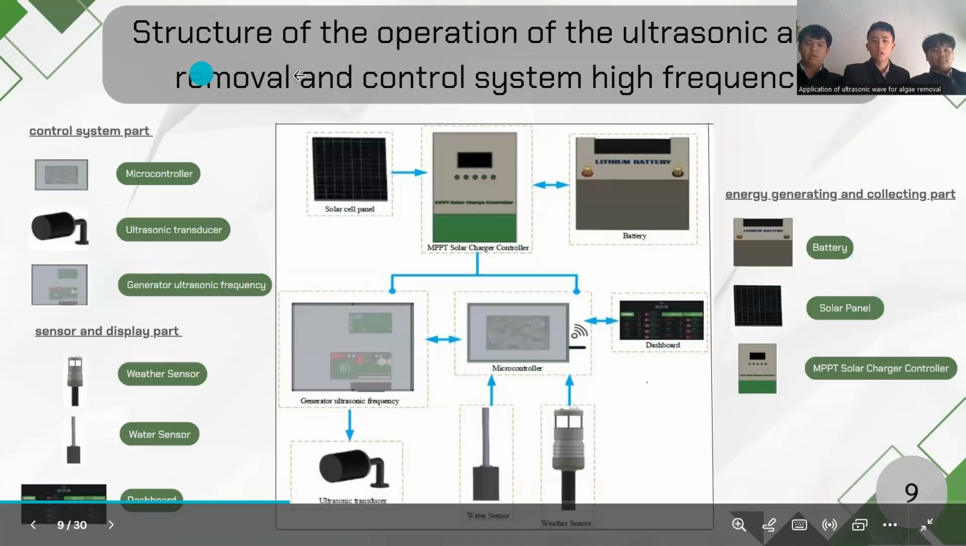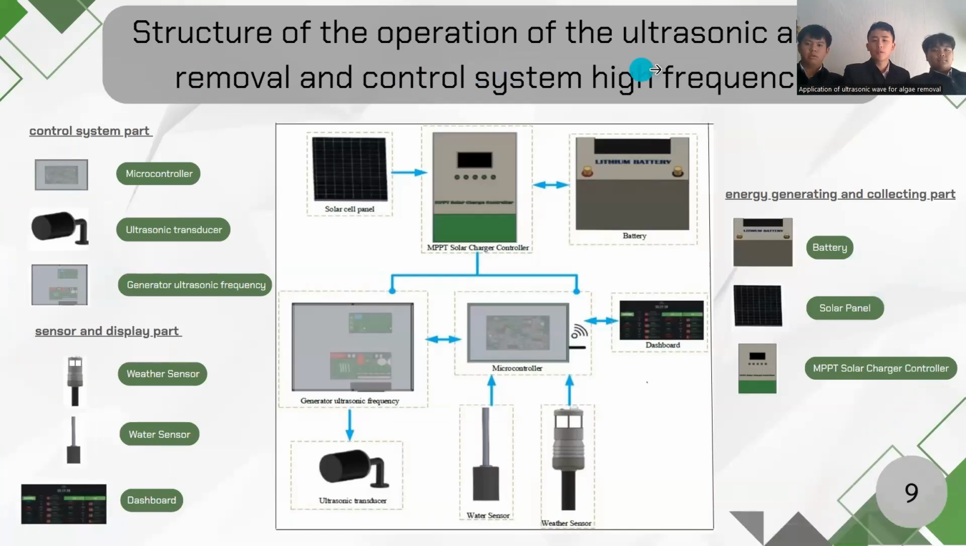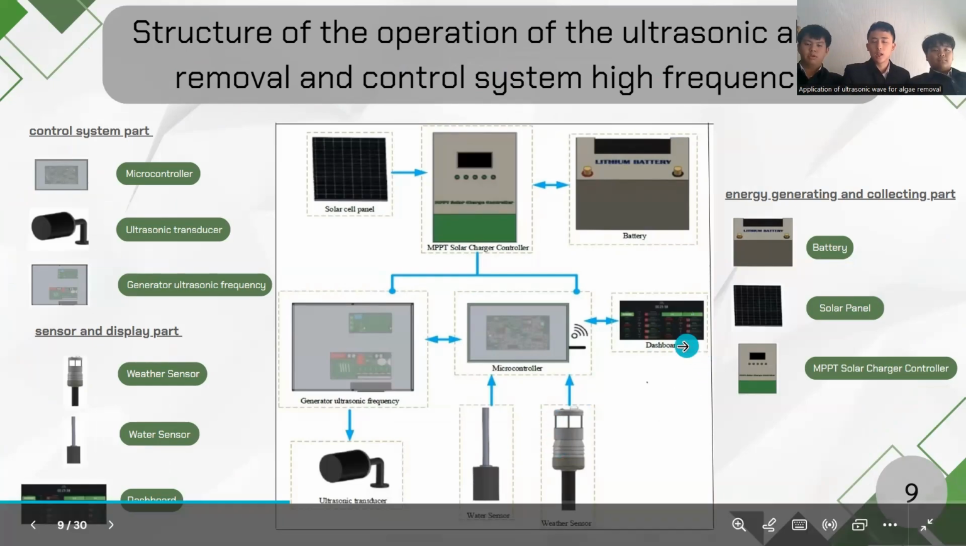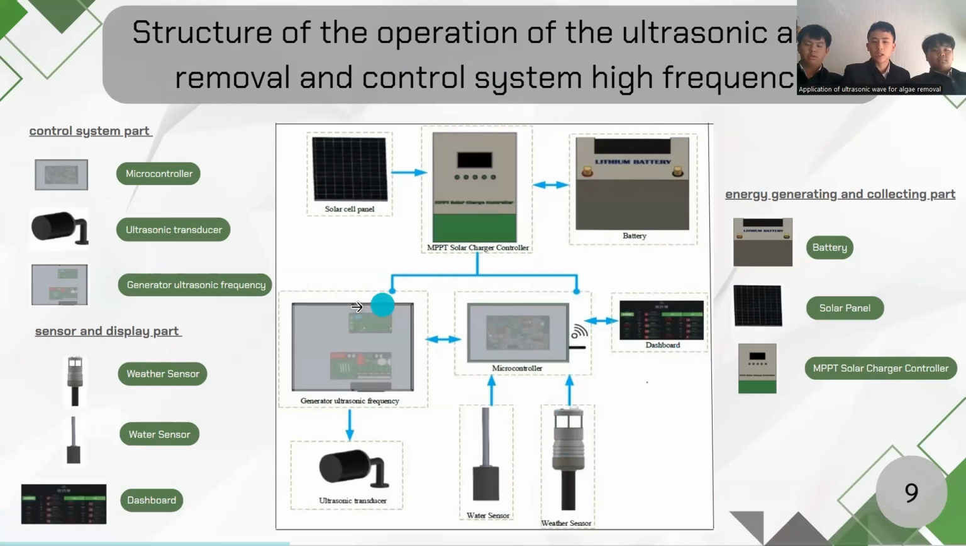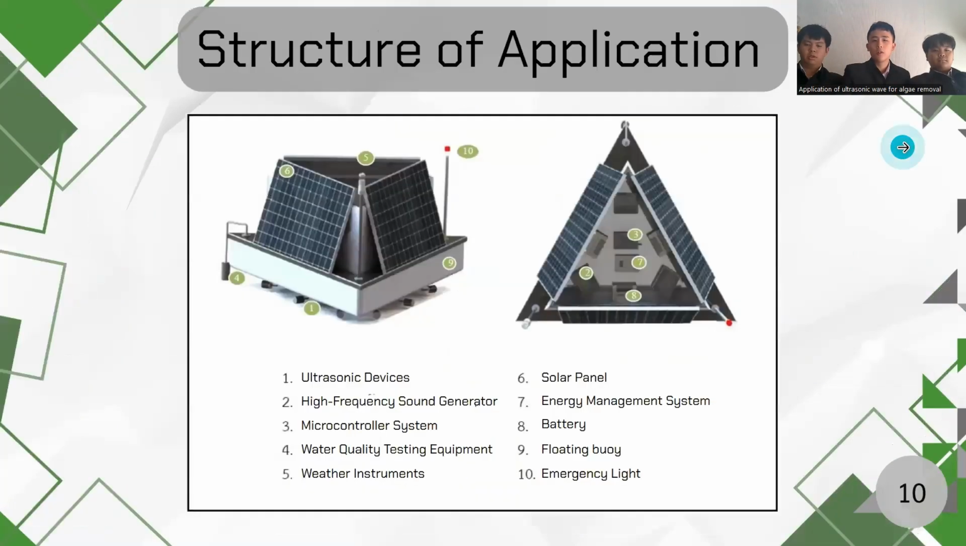The next is the structure of operation of the ultrasonic algae removal and control system, which consists of 3 parts. The first part is sensor and display part. The second is control part. And the last is energy collecting and generating part. From the slide, we talk about them mixed together. This is the structure of our application.